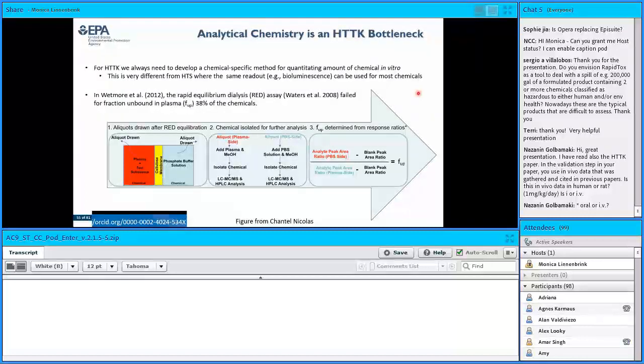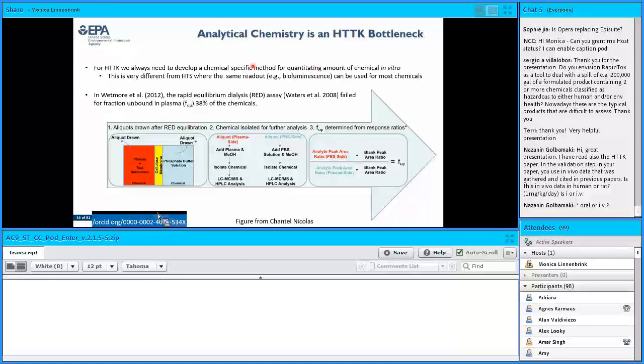And so for us, with the HTTK, one of the major uncertainties is actually the analytical chemistry. This is a diagram from Chantal Nicholas at EPA on the rapid equilibrium dialysis. So you have plasma on one side, in one well, you have a semi-permeable membrane between the two wells, and then you have just chemical in solution, and you let the two come to equilibrium. And you just look at the chemical concentration in here over the chemical concentration in there.